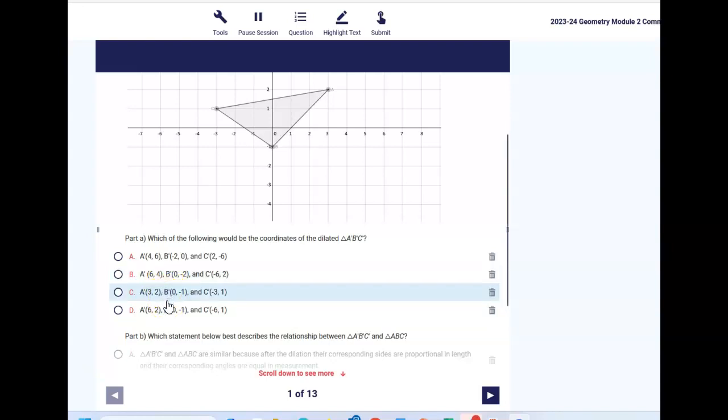Option C, A' is 3, 2, B' is 0, -1, and C' is -3, 1. Option D, A' is 6, 2, B' is 0, -1, and C' is -6, 1.